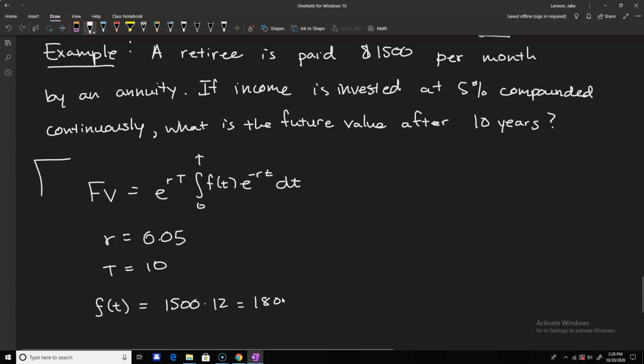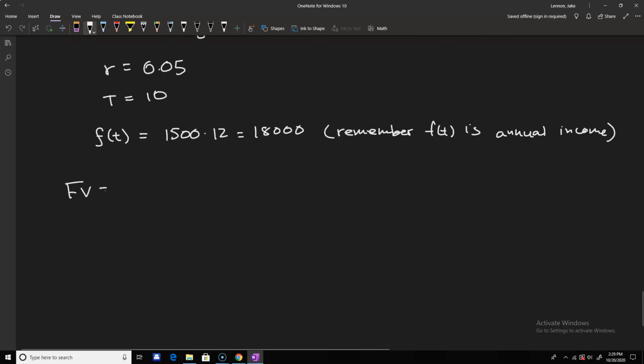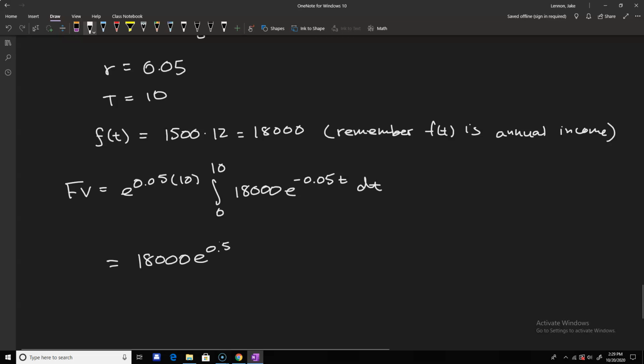So this comes out to 18,000. So remember, f of t is annual income. Now we can set up our formula. Our future value here is e to the 0.05 times 10, and we're integrating from 0 to 10 of 18,000 times e to the negative 0.05 t dt. These integrals are pretty easy to compute. The 18,000 is a constant, so I'm going to pull that out front. So that's 18,000 times e to the 0.5, times the integral from 0 to 10 of e to the negative 0.05 t dt.